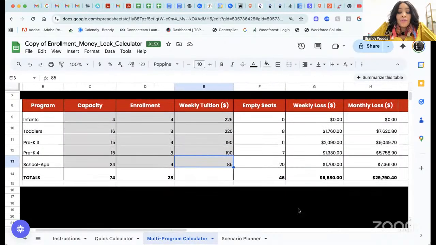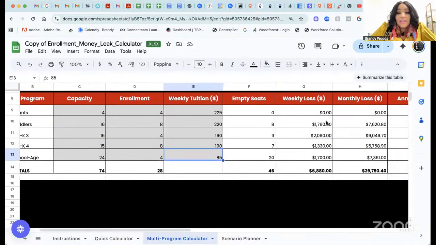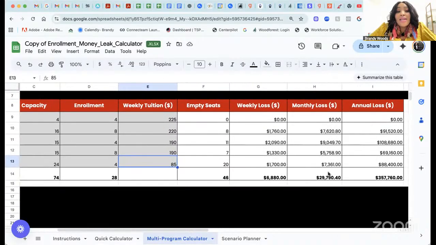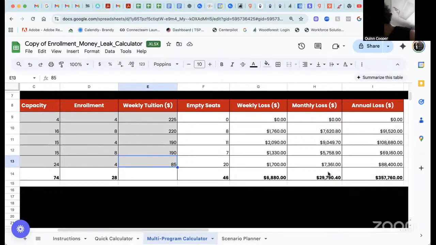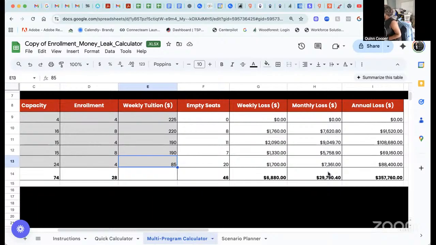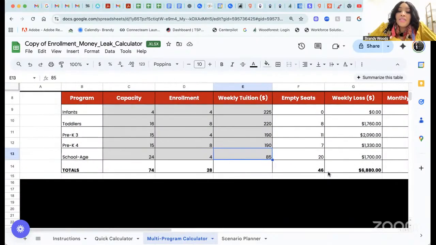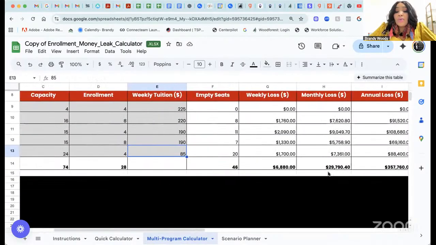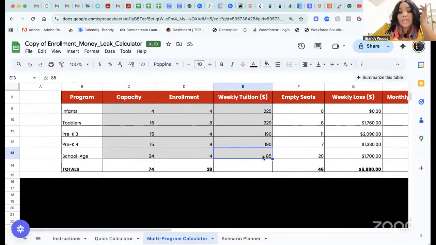And so if you were full, you would be making another $6,880 a week, and you would be making another $29,000 a month. Yeah, just don't tell my husband. And so we've got an annual revenue gap of like 357,000. But listen, I'm with you. You can't enroll all these kids at the same time, but we can get 20 more, we can get 10 more. And so even if we could close this gap by half, that would make a big difference. Now, the difference in these two calculators is one is really exact because we do it by class and by price, and the other one is just like an overview, right?